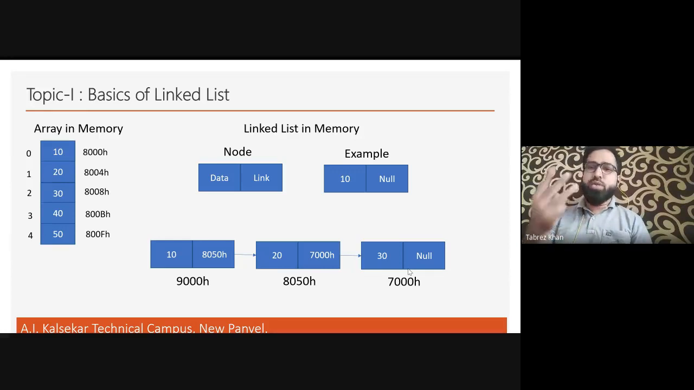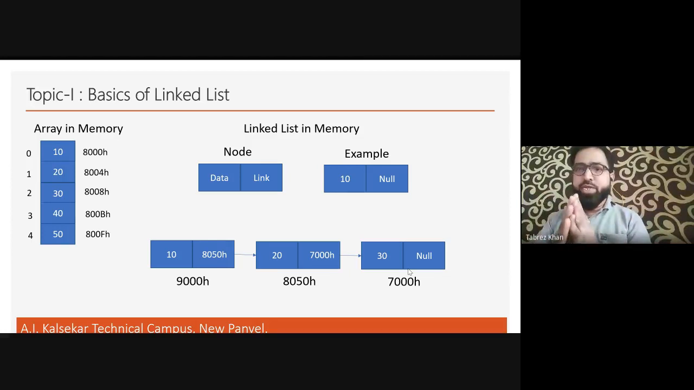It is pointing to my third node, which has a data value of 30. So the first node data is 10, the second node data is 20, and the third node data is 30. And this is how it would be represented inside a memory. This is very important, very important. Please understand it very carefully.